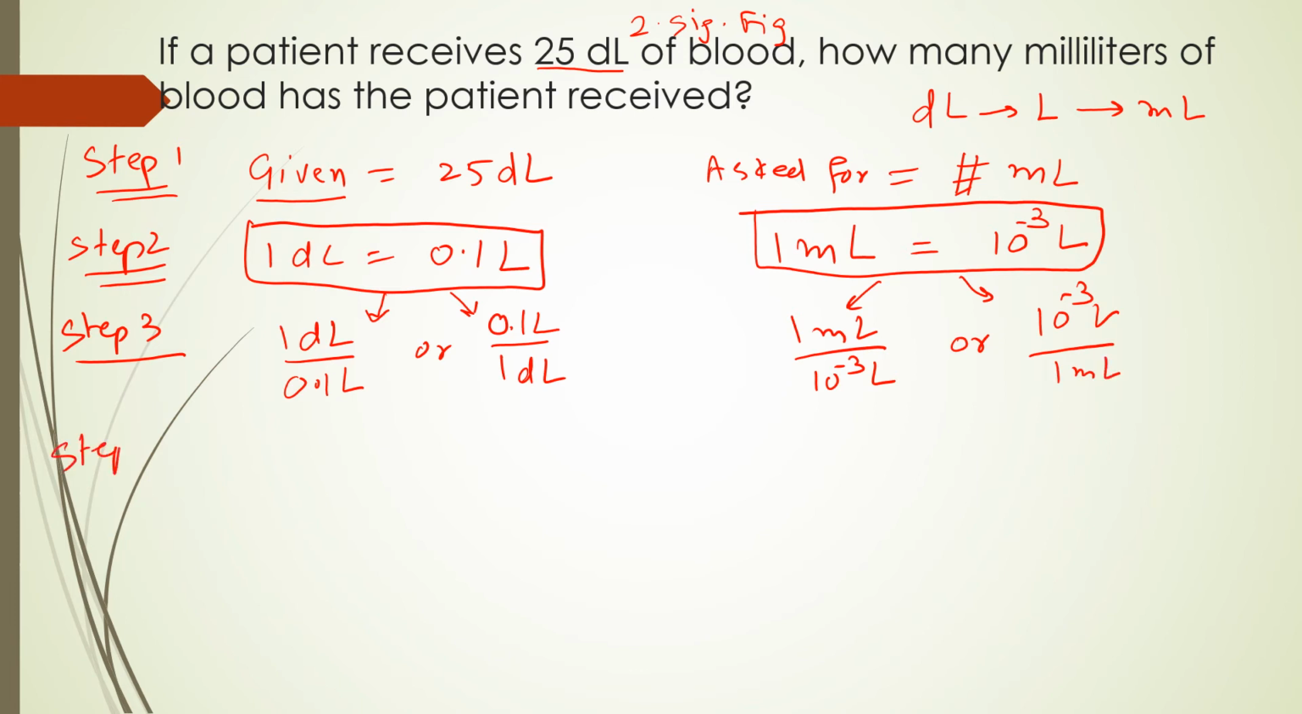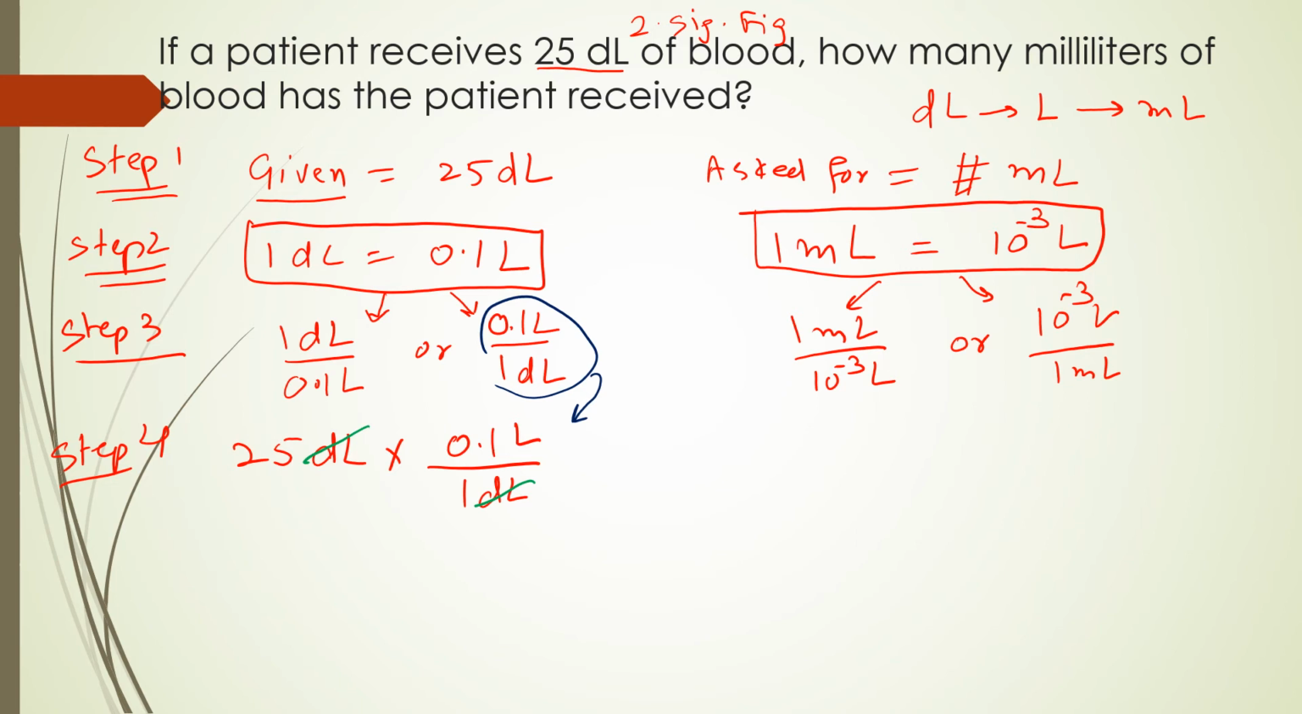Step 4 is arrange them in such a way that starting from the given value, so given value is 25 deciliter, multiplied by a conversion factor which cancels the deciliter. So only conversion factor which cancels the deciliter is this one. So this goes down here. So we'll write 1 deciliter, 0.01 liter. So deciliter cancels with deciliter. So now we have liters here.